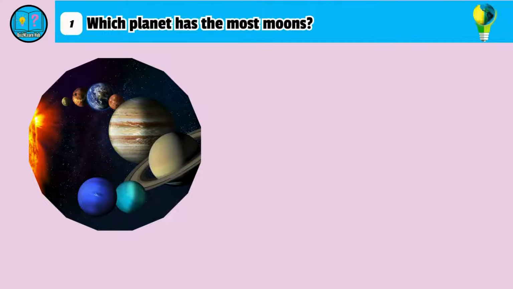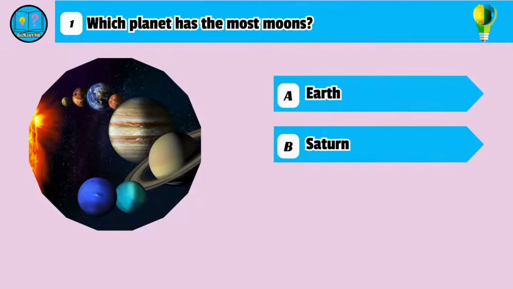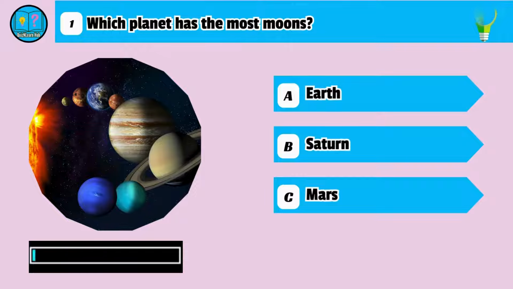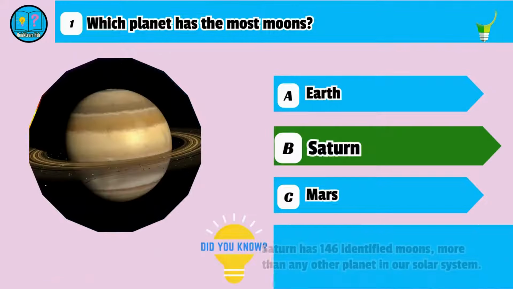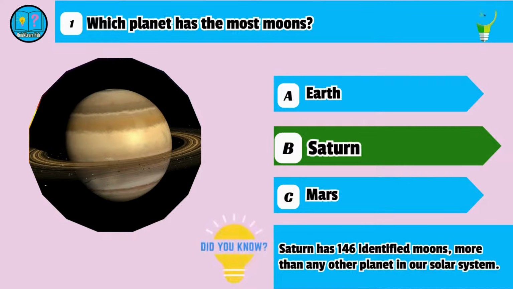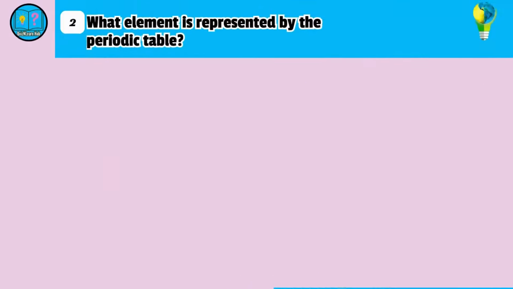1. Which planet has the most moons? Earth, Saturn, Mars. Saturn. Saturn has 146 identified moons, more than any other planet in our solar system.